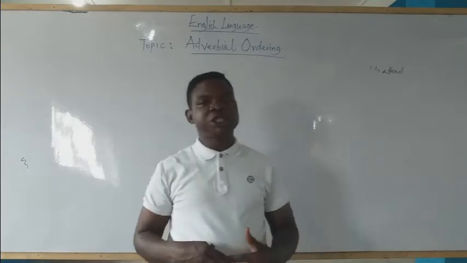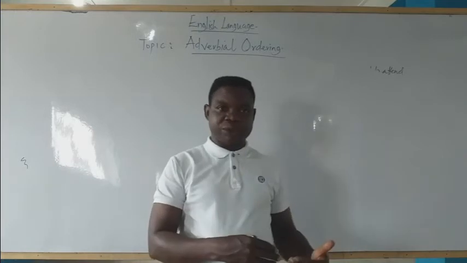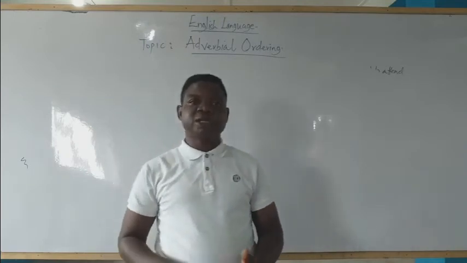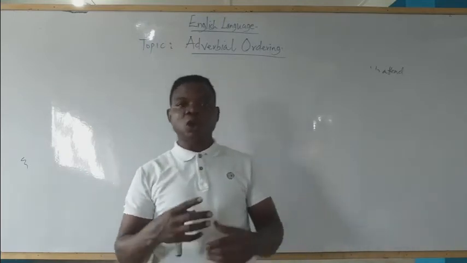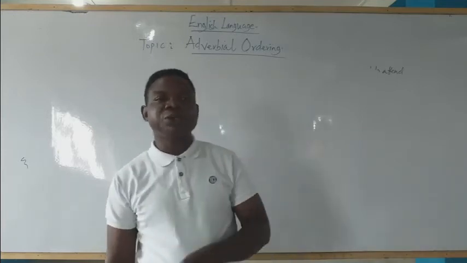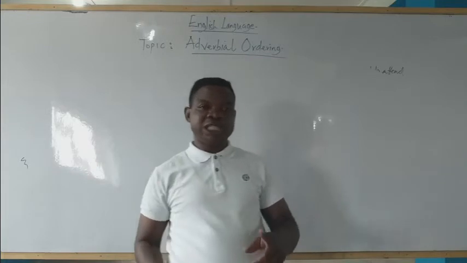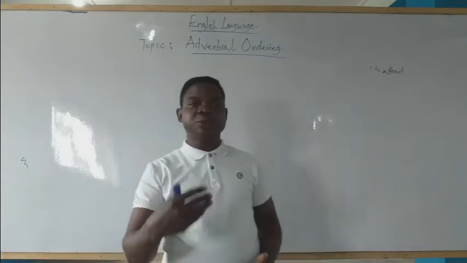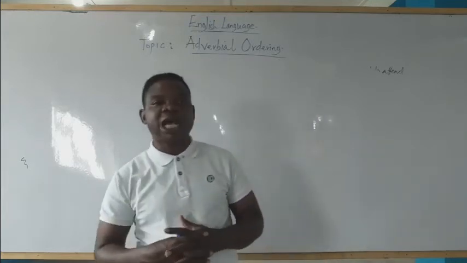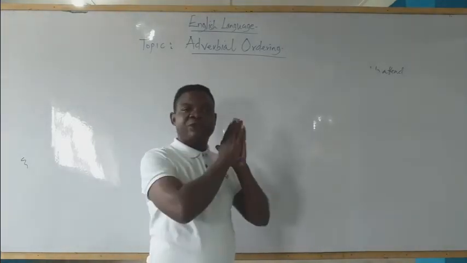Now, adverbs in English modify verbs by providing what? Circumstantial details about the verb based on time, place, manner, reason, purpose, condition, concession, and so on and so forth. Words that are used to supply more meaning about the verb of the sentence are called what? Adverbs. Now, this is my focus: adverbial ordering.